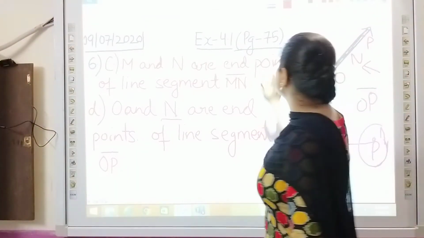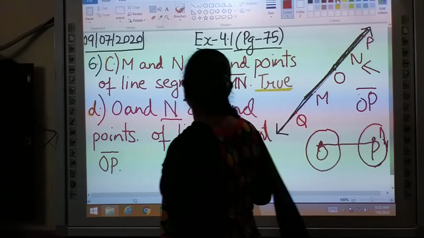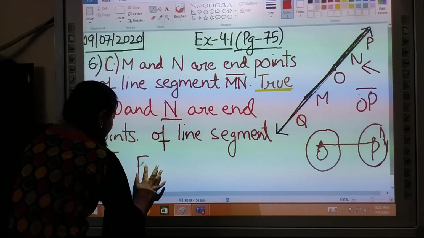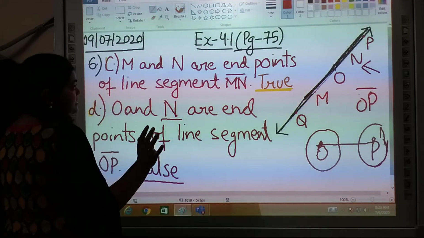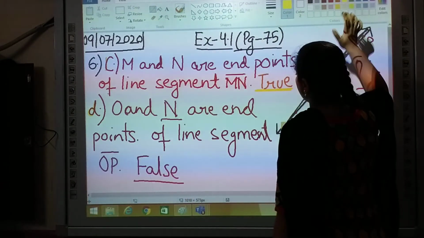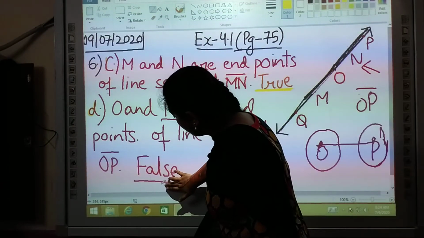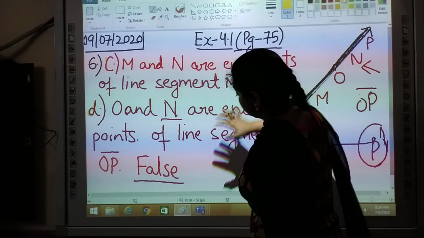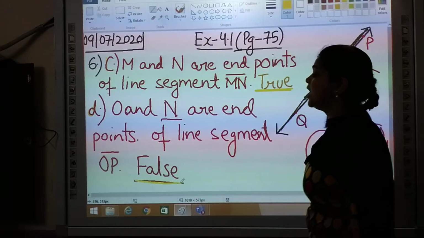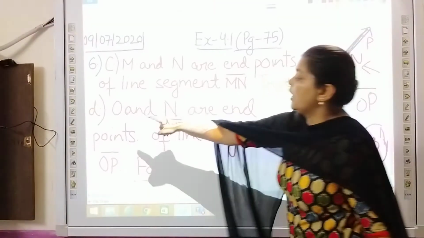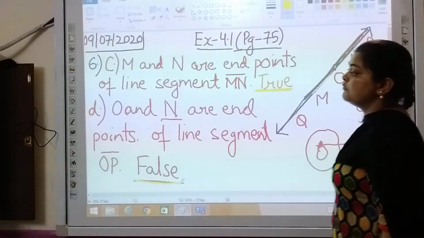So this statement is not true, this statement is false. This statement is false. Why? Because the end points of line segment OP are O and P, not O and N. Sorry, the end points of the line segment OP are O and P, not O and N. So this statement is false.